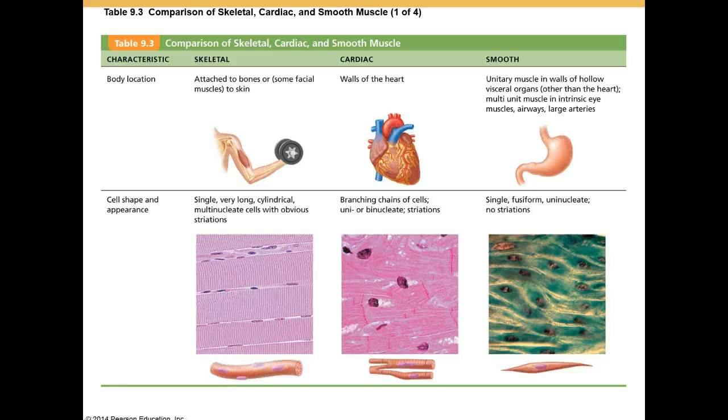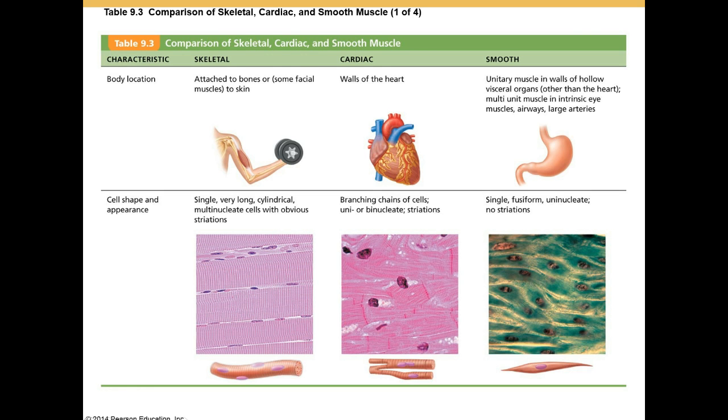Next, we're going to compare skeletal muscle, cardiac muscle, and smooth muscle. And I want to draw your attention back to table 9.3 in your textbook that has a very detailed comparison of these three different types of muscle tissue. So as you recall, skeletal muscle is associated with the skeletal system. Cardiac muscle is found in the walls of the heart, and smooth muscle is found in many places.